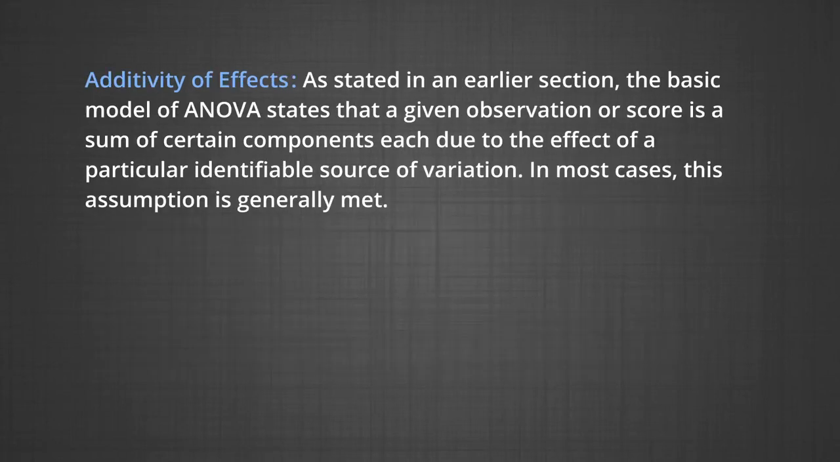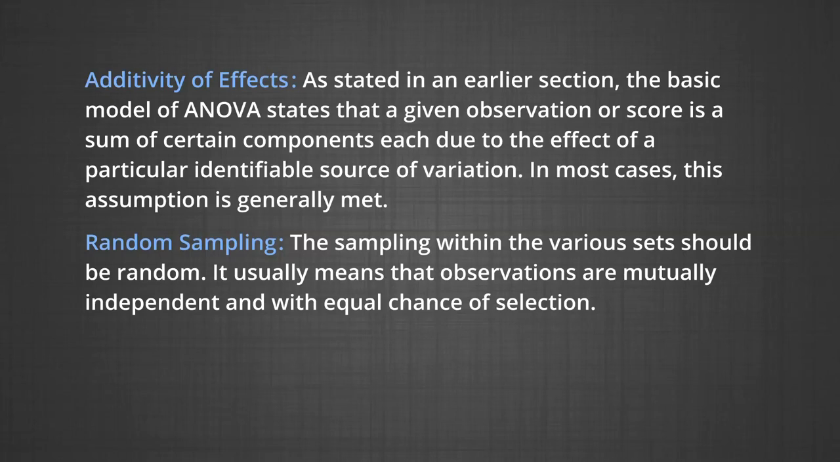Now, another assumption is additivity of effects. As stated in an earlier section, the basic model of ANOVA states that a given observation is composed of certain components, each due to the effect of a particular identifiable source of variation. In most cases, this assumption is generally met. Then we have the assumption of random sampling. The sampling within the various sets should be random. It usually means that observations are mutually independent and with equal chance of selection.